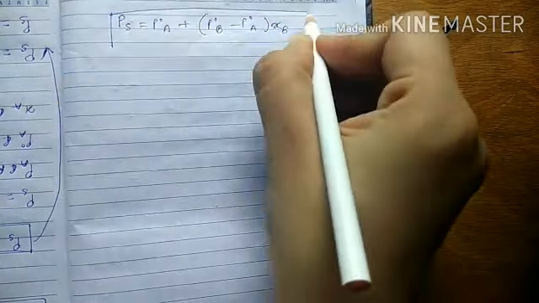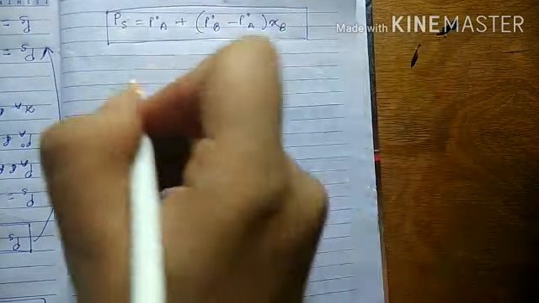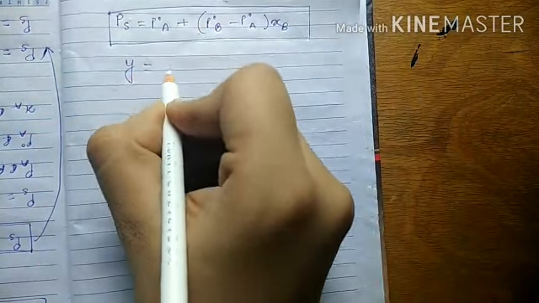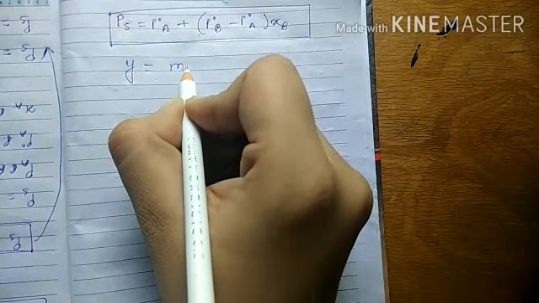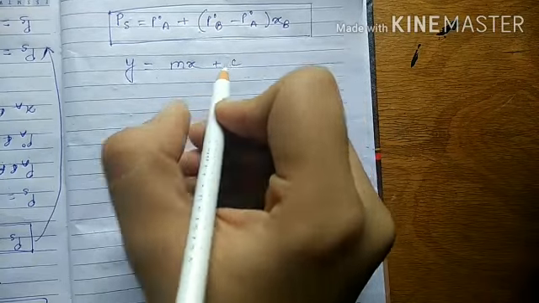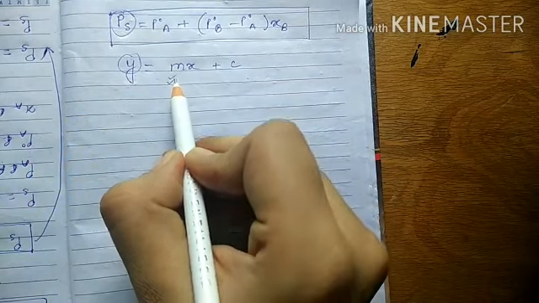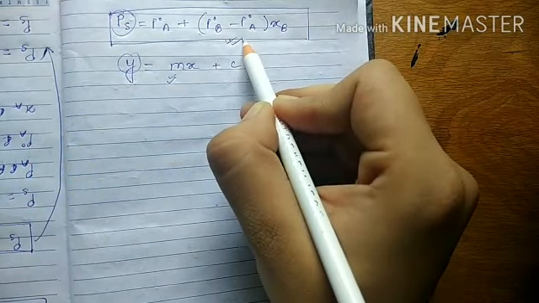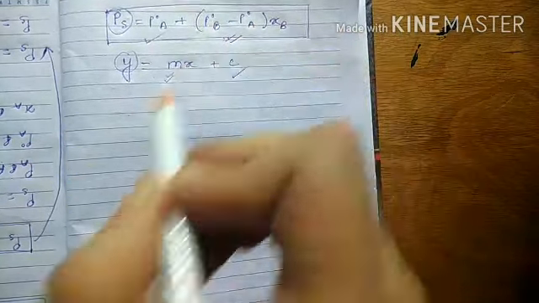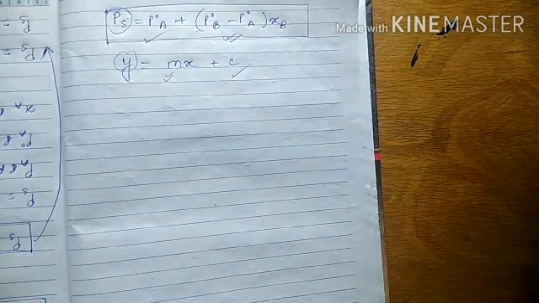While rearranging, we get this formula, and we have to see that this is in the form of a straight line equation. Y is equal to mx plus c, where y represents PS, m is represented by P naught B minus P naught A, and c is represented by P naught A.